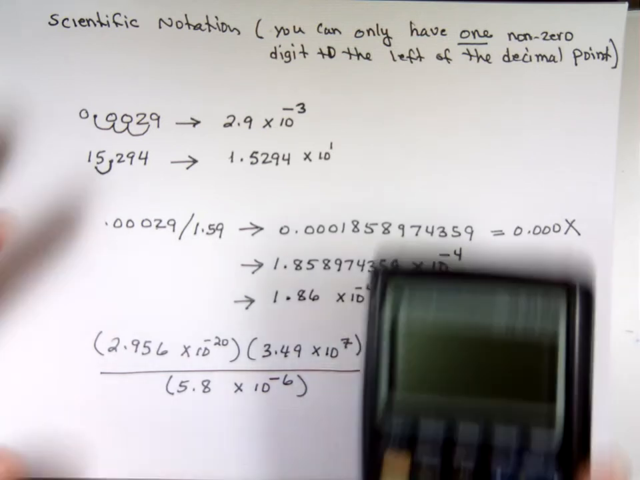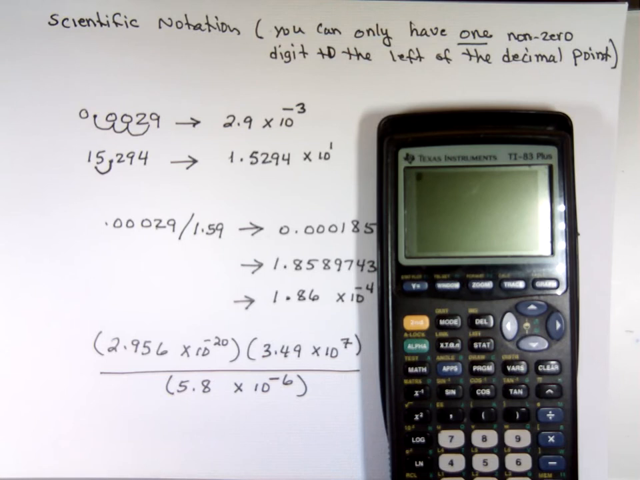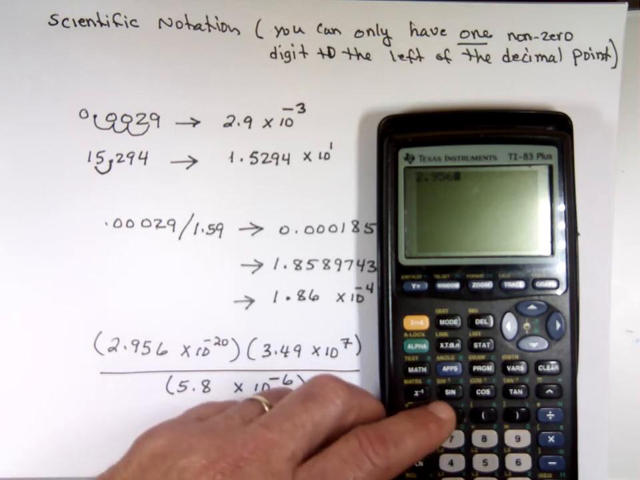Here's my calculator. If you have your calculator, get your calculator ready. Can you see mine? The first number, 2.956. I'm not going to say times. I'm going to go to EE. You should have a button on your calculator, EE or EXP, depending on what kind of calculator you have. Right there, EE in yellow.